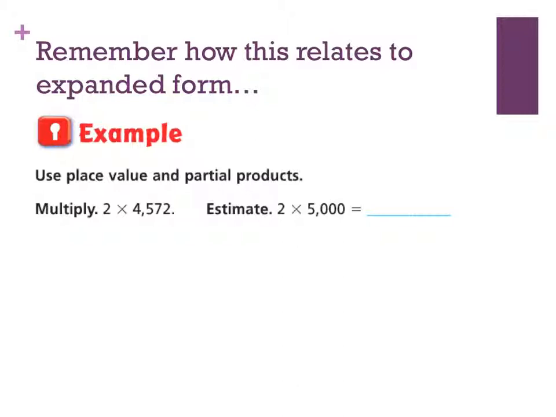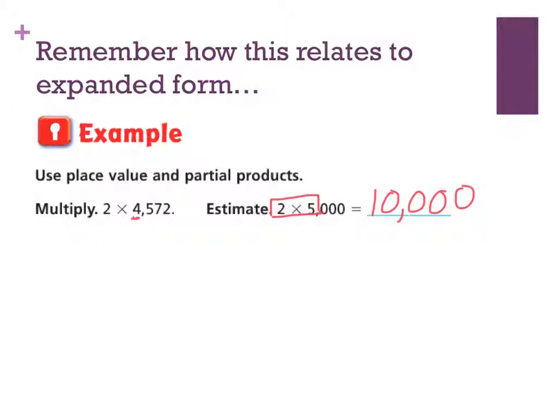So, remembering how this relates to expanded form, let's try a problem with bigger numbers. Let's do 4,572 times 2. Again, I'm going to start with the estimate. 2 times 5,000, because 4,500, when rounded to the thousands place, becomes 5,000. 2 times 5 is my basic fact, and that's 10. With 3 zeros for the thousands gives me 10,000.